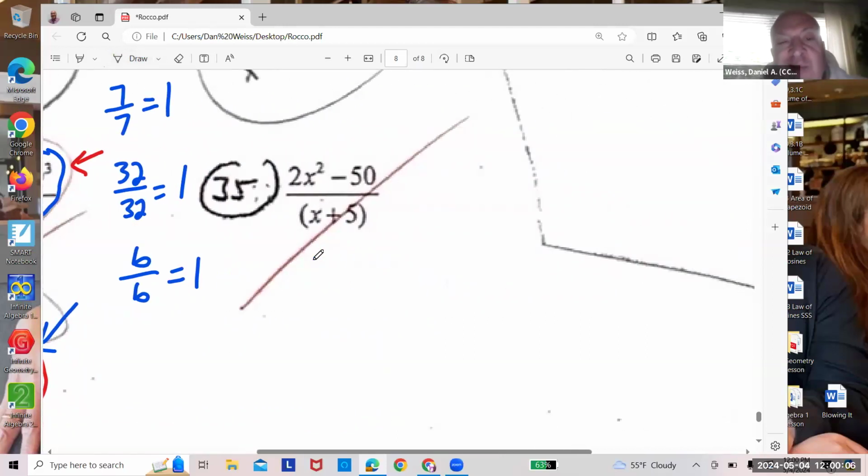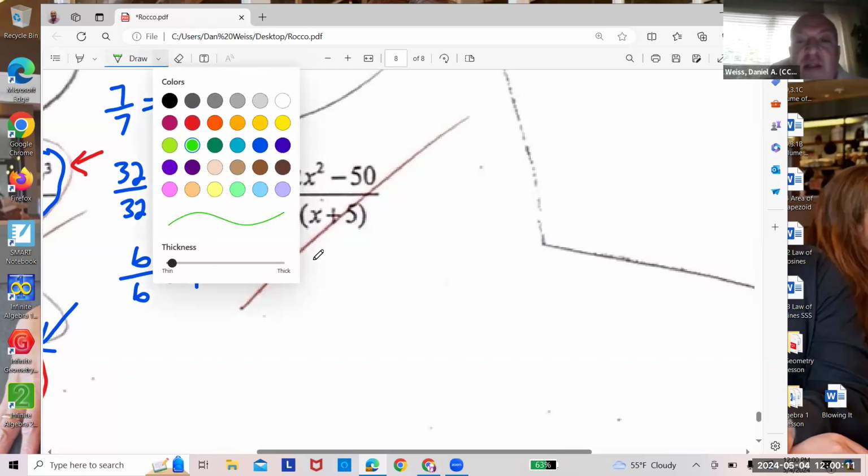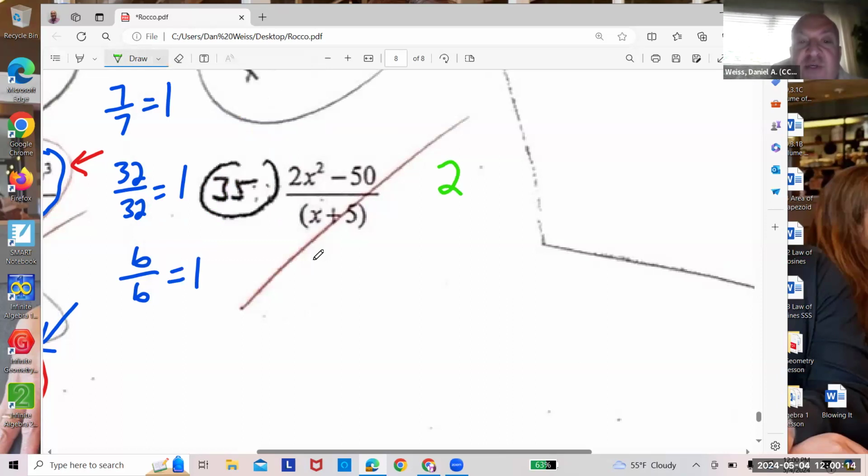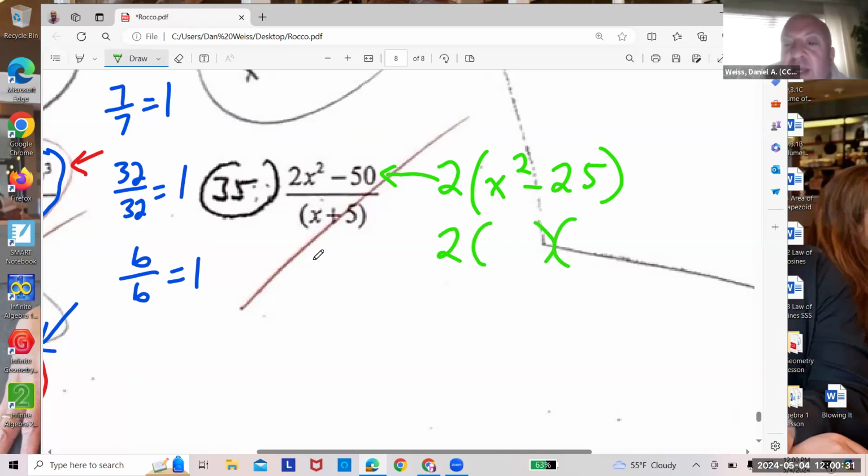Over here, I'm going to say that this is, I'm going to take out a 2 and say x squared minus 25. Okay, that's this right here. Right? Now you have to do what's called factor, right? X squared minus 25 is going to be x plus 5, x minus 5. If you don't understand that, have your mom text me so I can explain that to you. But I'm assuming that you understand what I just did there.